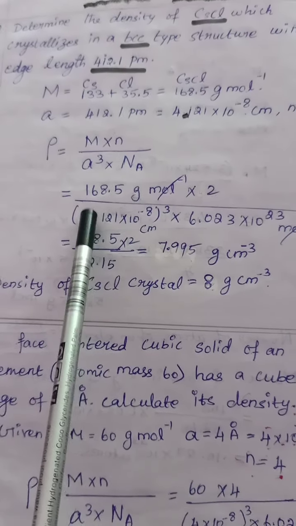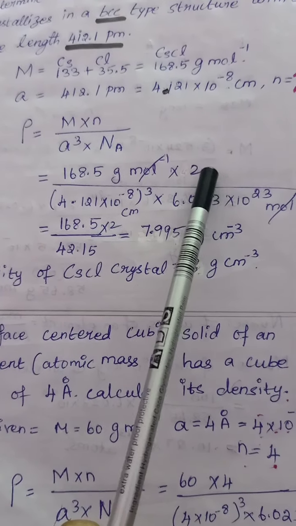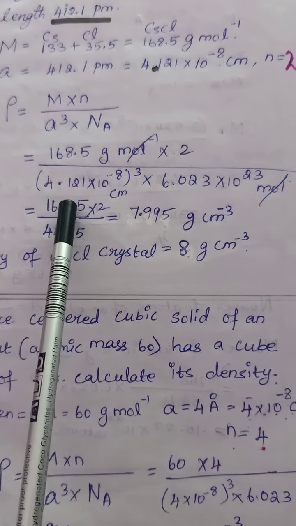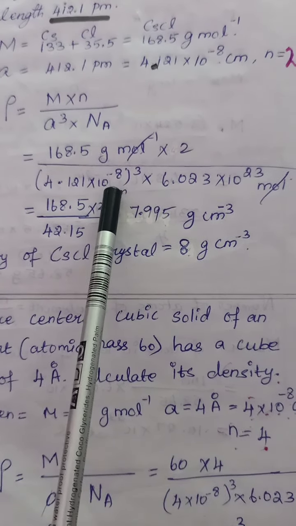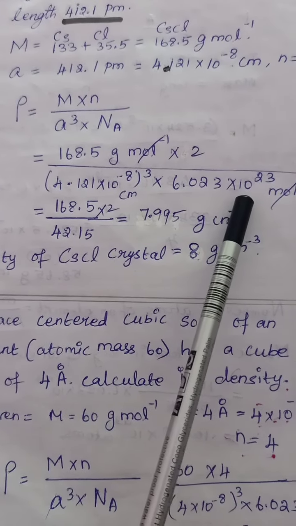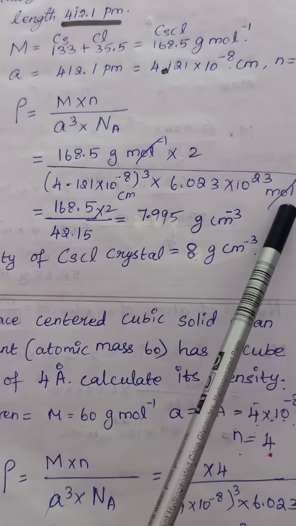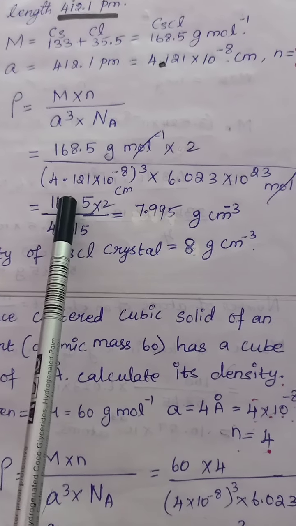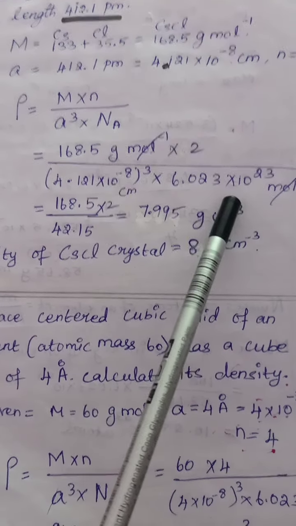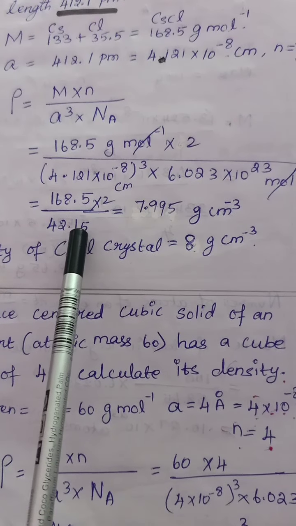Here see, 168.5 gram mole inverse into 2, then 4.121 the whole cube. 10 to the power of minus 8 the whole cube is 10 to the power of minus 24. Here 10 to the power of 23 is there. So minus 24 plus 23, then you will get 10 to the power of minus 1. Then multiply 4.121 cubed and 6.023. You got the value, and one more digit because you have 10 to the power of minus 1. So the value is 42.15.